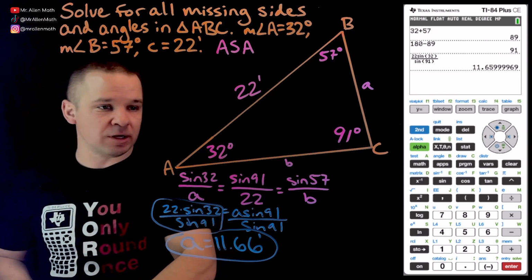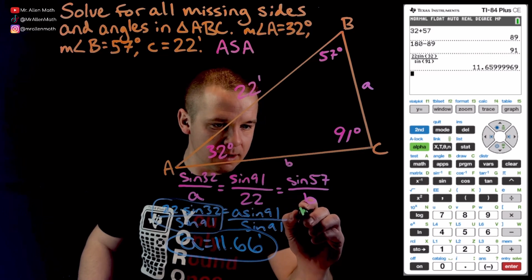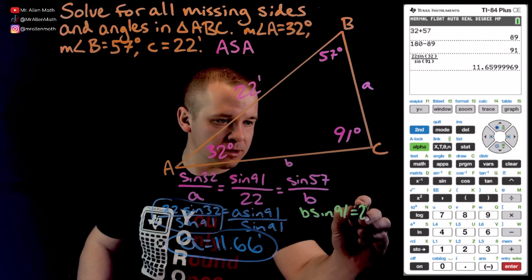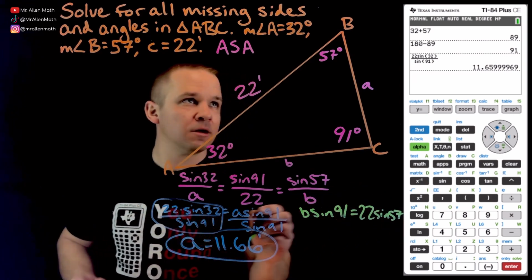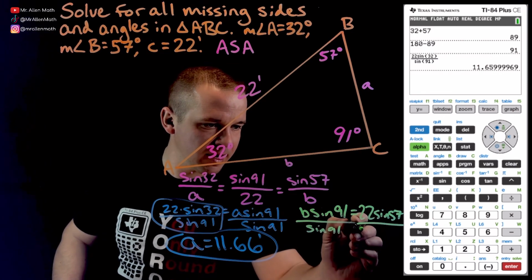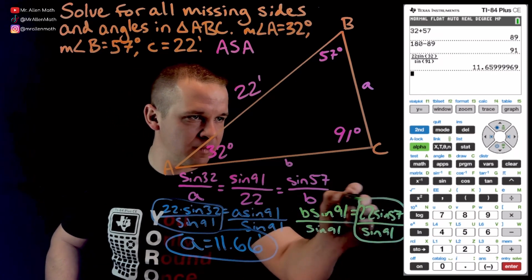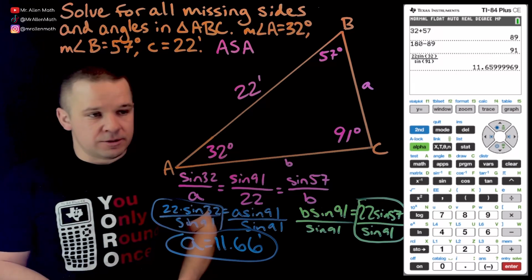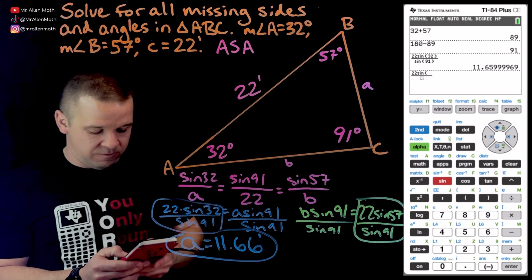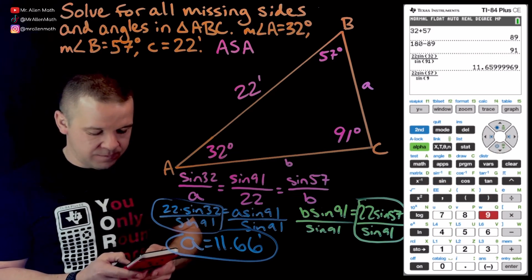So let's go ahead and cross multiply with that one. I'll do that in green. So we got b times the sine of 91. So b sine 91 equals 22 sine of 57. All right. And then I'll divide by sine 91. Divide by sine 91. And that's what I'm going to be typing into my calculator. Here's this little mess right there. So now we've got to do alpha x again, and I've got 22 sine 57, close my parentheses, divided by sine 91.